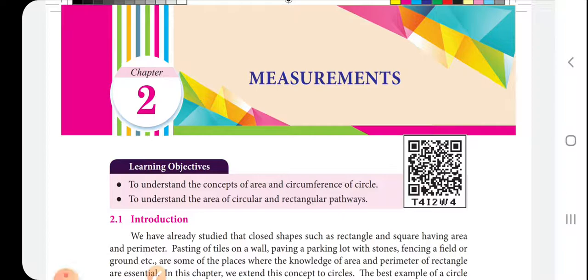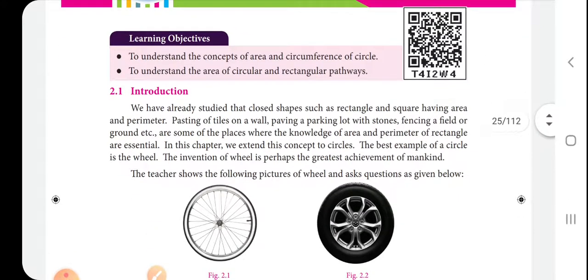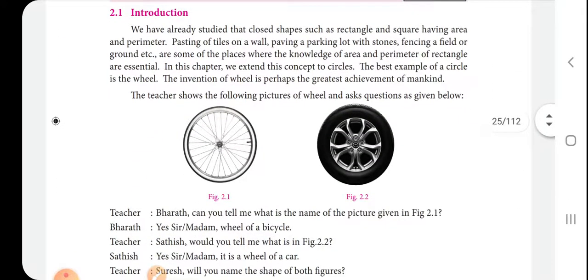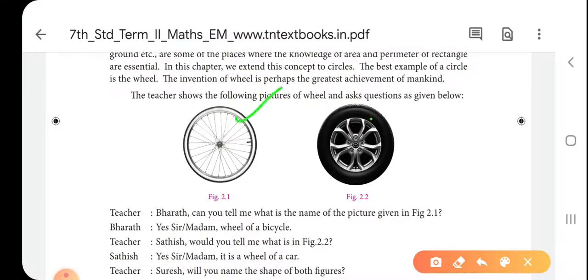In this, the learning objectives are to understand the concept of area and the circumference of a circle, and to understand the area of a circle and rectangular pathways. So first we are going to see area and the circumference of the circle. What is the shape of a circle? Have you noticed the wheel of a cycle, car? Yes, this shape is a circle.